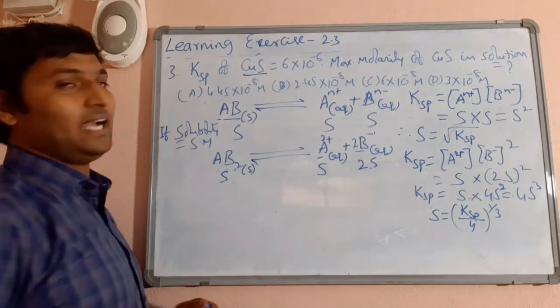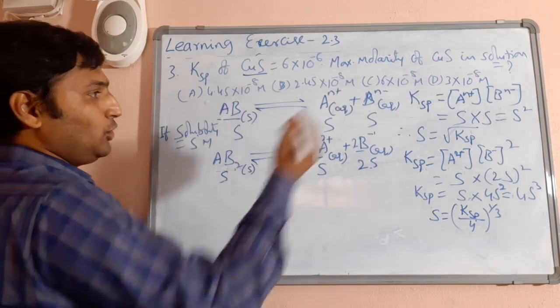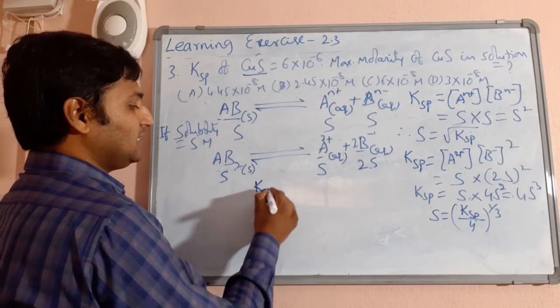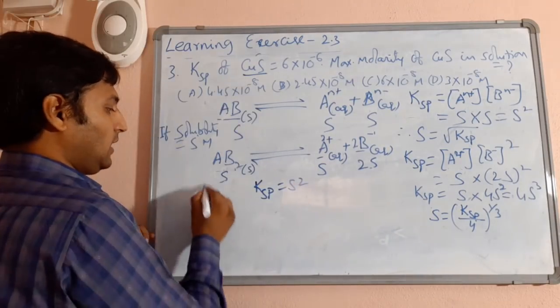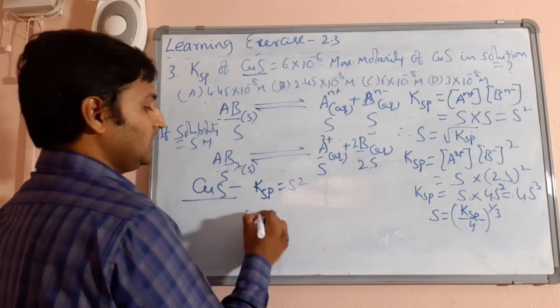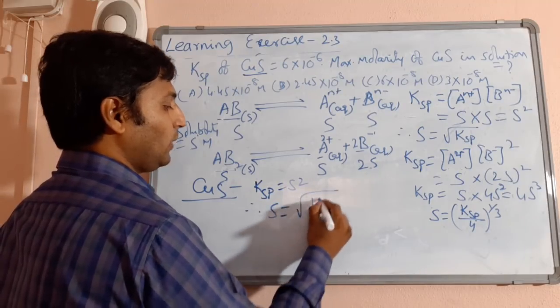Accordingly, cupric sulfide is an AB type salt. So you understood that Ksp is equal to S square for copper sulfide. Therefore, solubility is equal to the square root of Ksp.